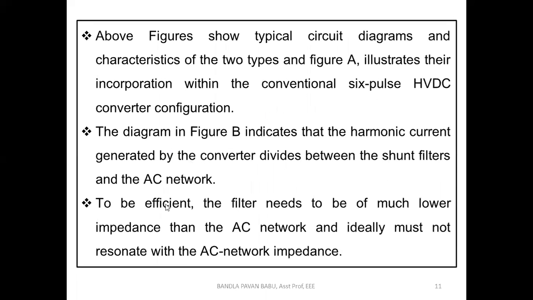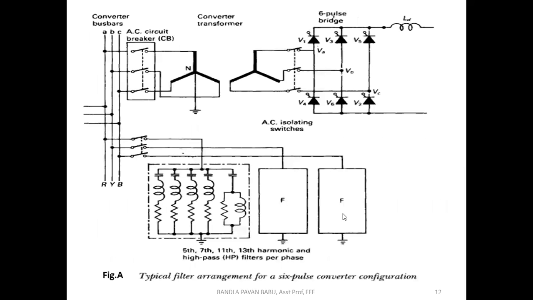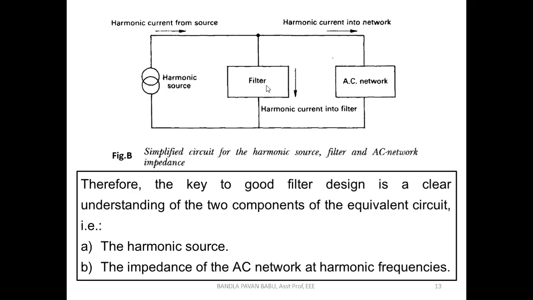To be efficient, the filter needs to have much lower impedance than the AC network, and ideally must not resonate with the AC network impedance. Whatever filter impedance we inject in the line, of course shunt connected, it should not disturb the total line reactance. Considering the real power transfer equation from the FACTS subject, P equals VS VR by X into sin delta. If total reactance is made zero, what happens? The real power transfer becomes infinite, which is not practically possible.